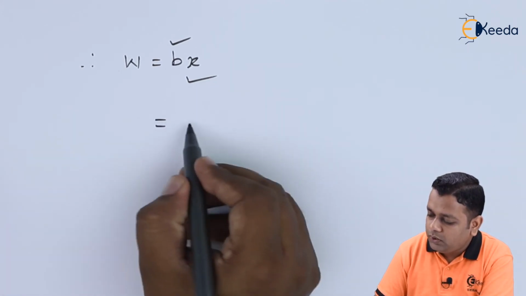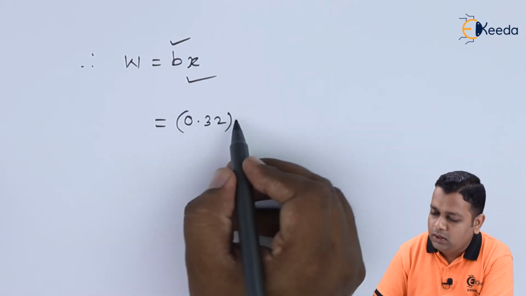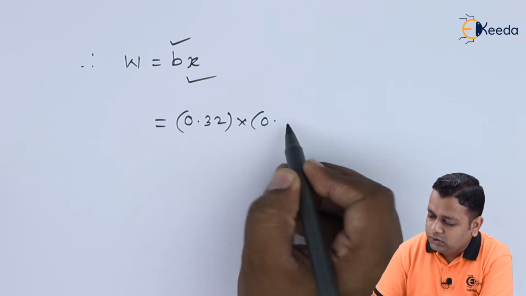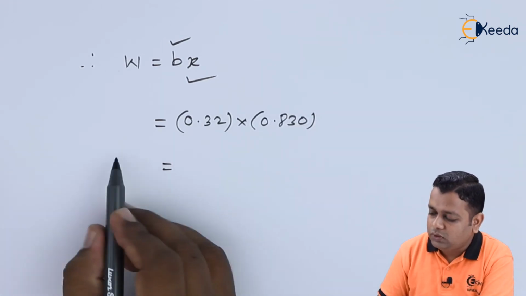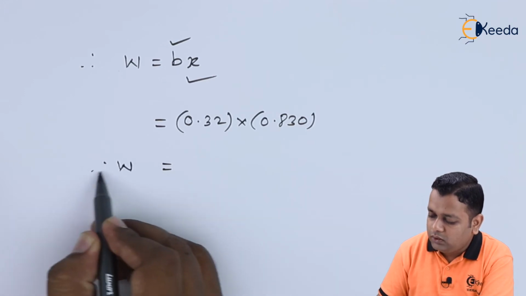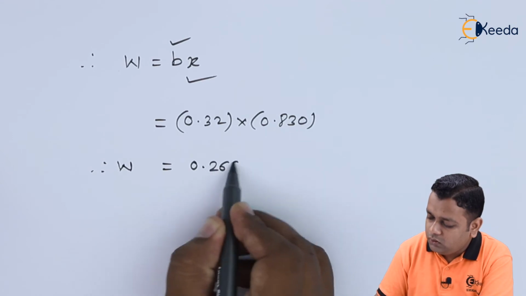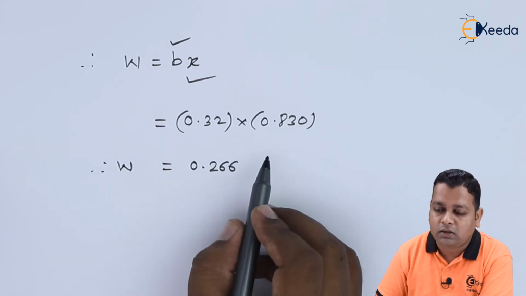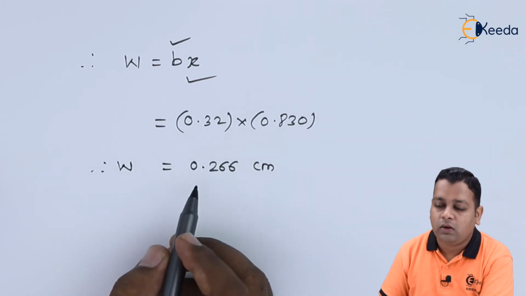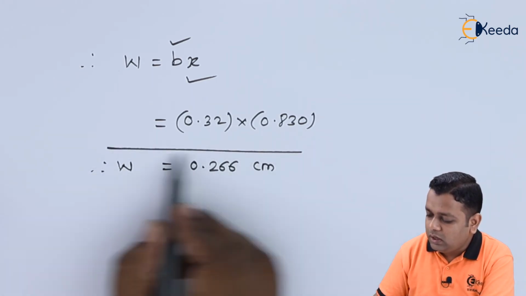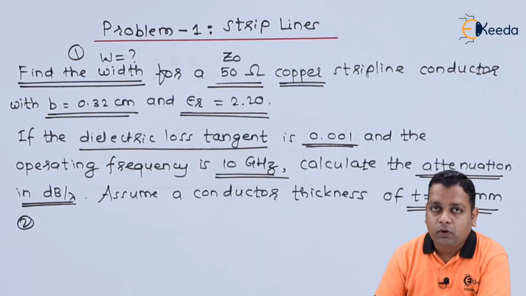So we make the computation: 0.32 as per the problem statement into 0.830. This results in the width of the strip line W equal to 0.266, measured in centimeters as per the substituted values. So let us outline this particular answer. This was our problem statement.